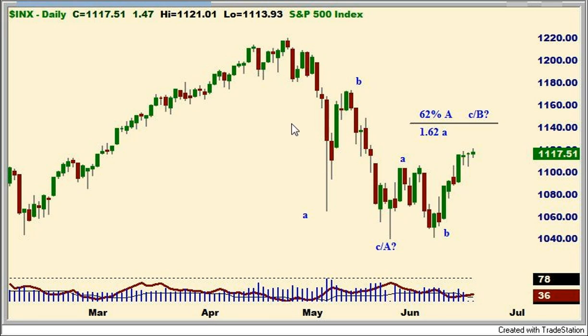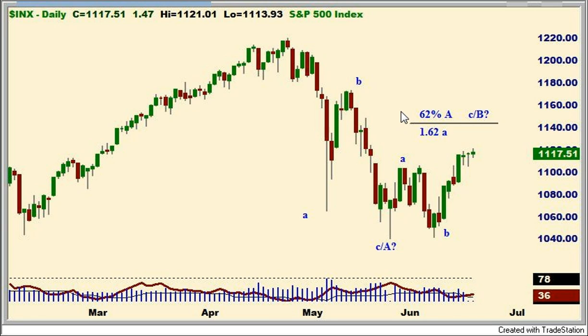My count is that we have a possible ABC down, which I prefer to call A, that we're going to rally back up and are in a rally back up, which I'll label as B tentatively, and we'll take this one step at a time. But we've got a variety of targets up here, assuming that this is an ABC rally, the first of which is a 62% retracement of this entire decline, and 1.62 times A. Those both come in a little bit over 1140, so that's an area to watch.